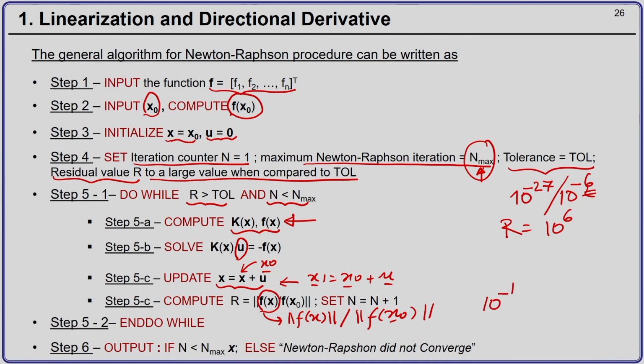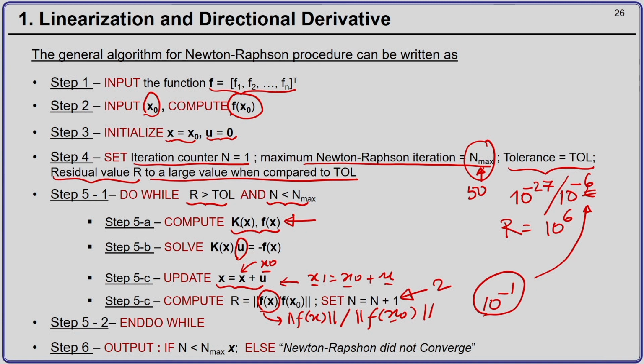And then you increment the number of Newton-Raphson iterations. Because your r right now, say, is 10 raised to power minus 1, which is more than 10 raised to power minus 6, and your n max you set to be 50, n now is 2. So, because 2 is less than 50, you go to the next Newton-Raphson iteration.